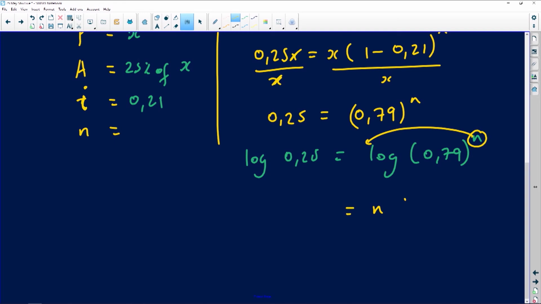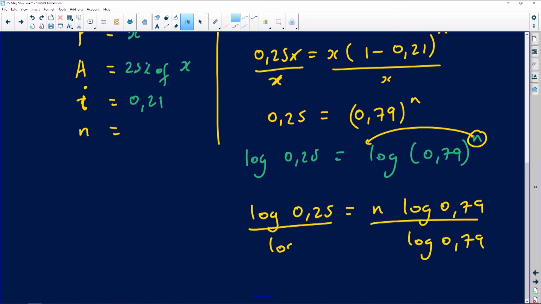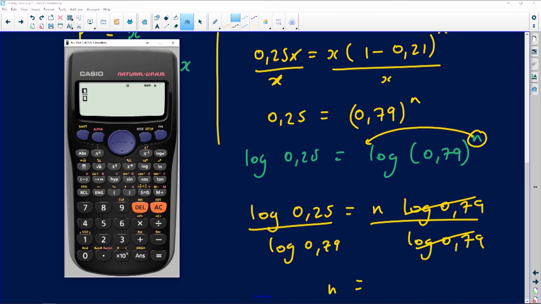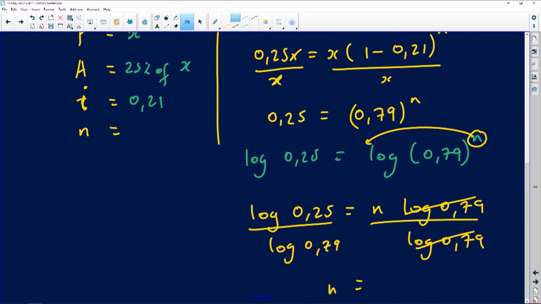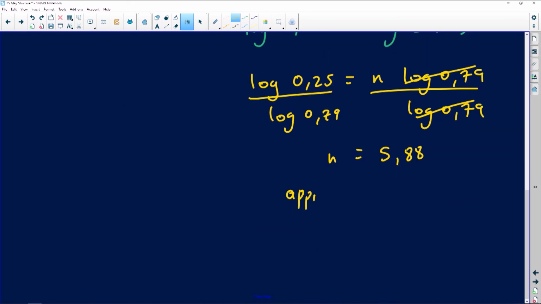You're going to have n log 0.79 equals log 0.25. And then you divide both sides by log 0.79. That is gone. So the number of years that this thing is going to take is going to be a fraction: log 0.25 over log 0.79. If you close the bracket, you get 5.88, which is approximately 6 years. So I'm going to say approximately 6 years.